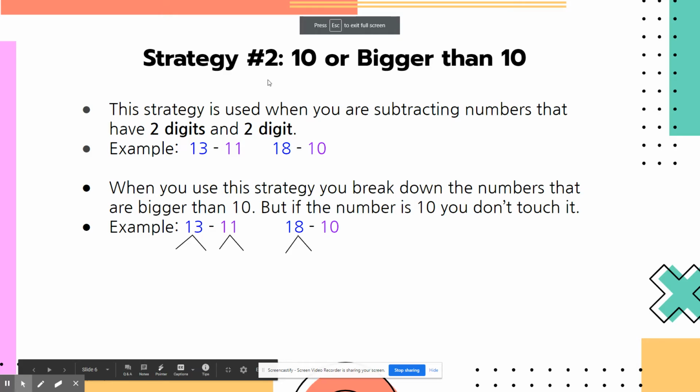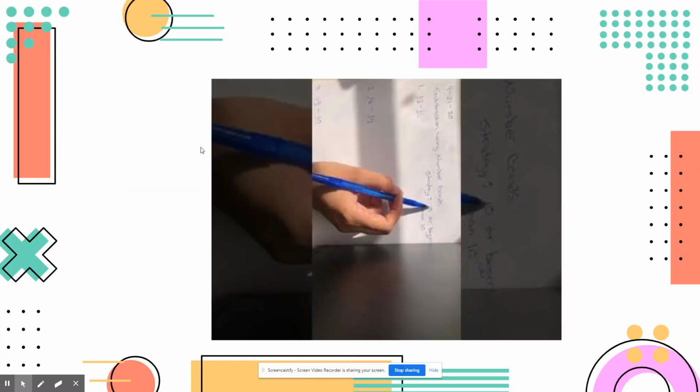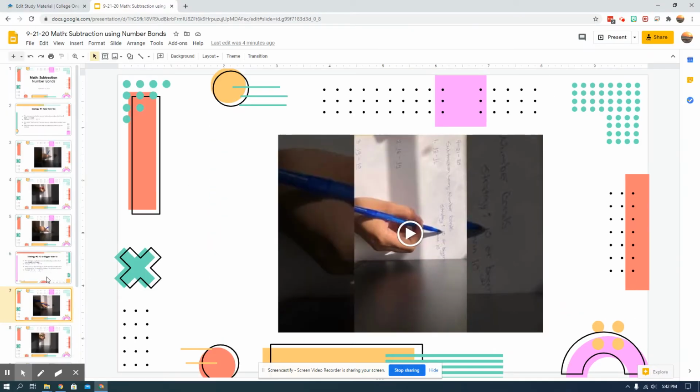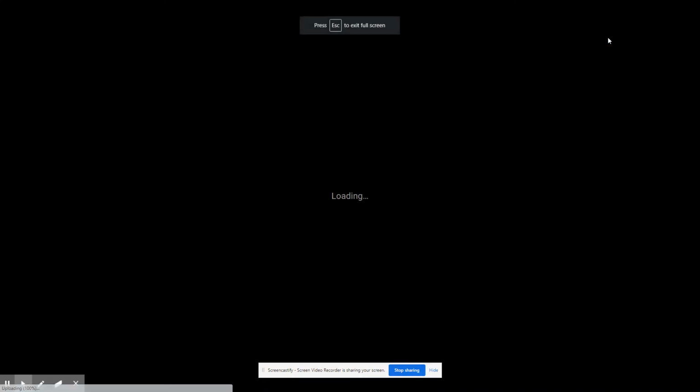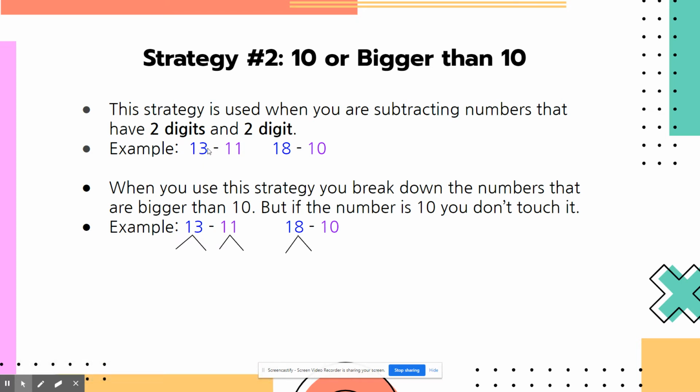And in strategy number two, this is called 10 or bigger than 10. Now, this strategy is used when you are subtracting numbers that have two digits and two digits. For example, you have 13. Oh, let's go back. There you go. Okay, so this strategy is used when you have numbers that have two digits and two digits.